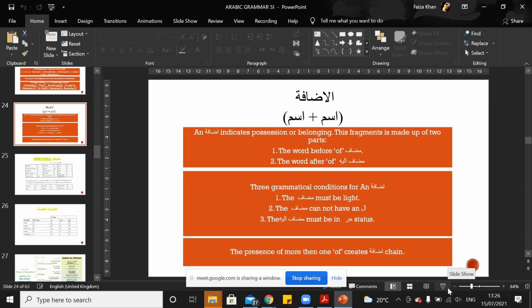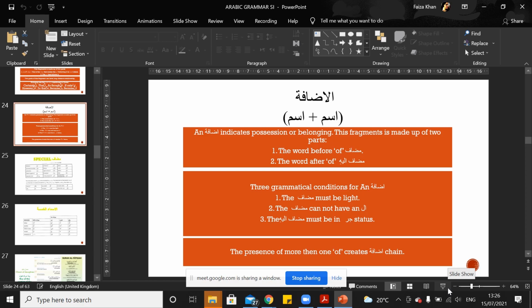So this is an ism and ism fragment, right? Do you have to remember a special word? No, any ism that comes before of, when you translate it into English, when the meaning of of comes, the word before of is mudaf and the word after of is mudaf ilayhi. So there are three conditions for a fragment to be an idafa fragment, and when we have a mudaf and mudaf ilayhi, we call it an idafa fragment, right?